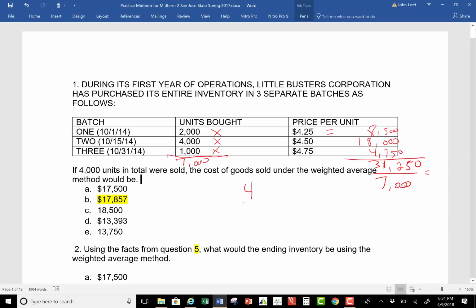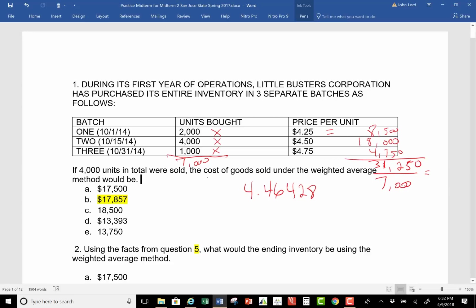4.46. Did I hear a dissension on how we did this? No? Okay. So it's 4.46. Give it to me, the big old number. 4.46428, you say? Like that? Okay, great. Thank you.